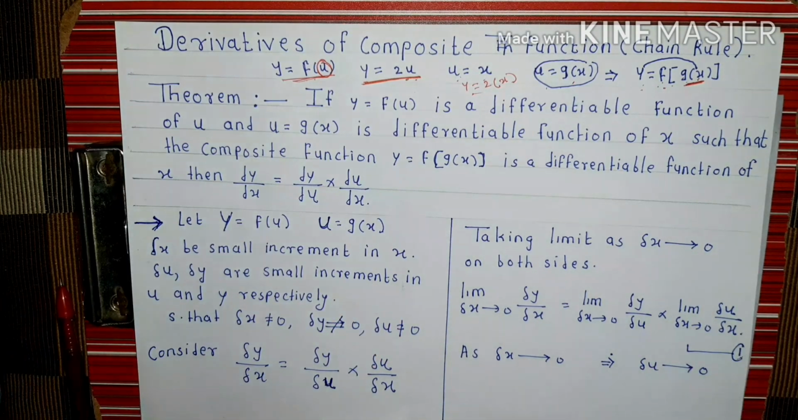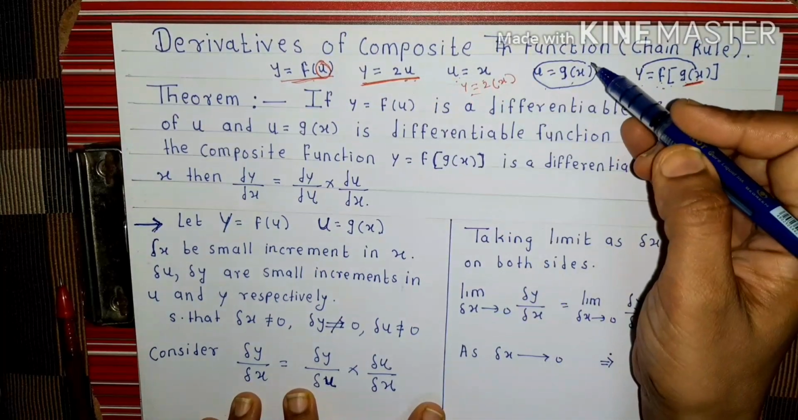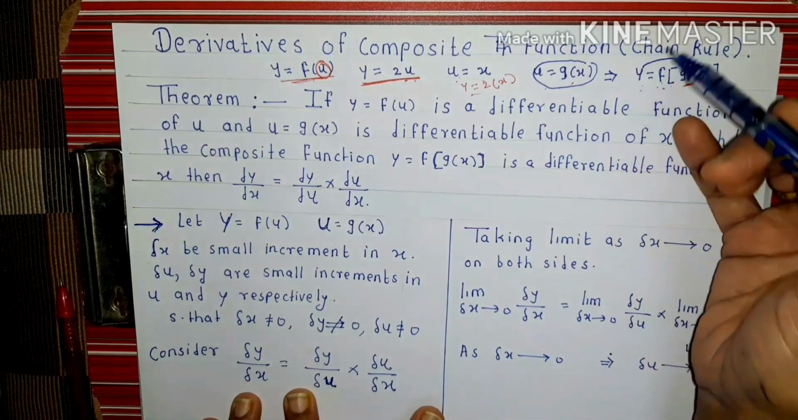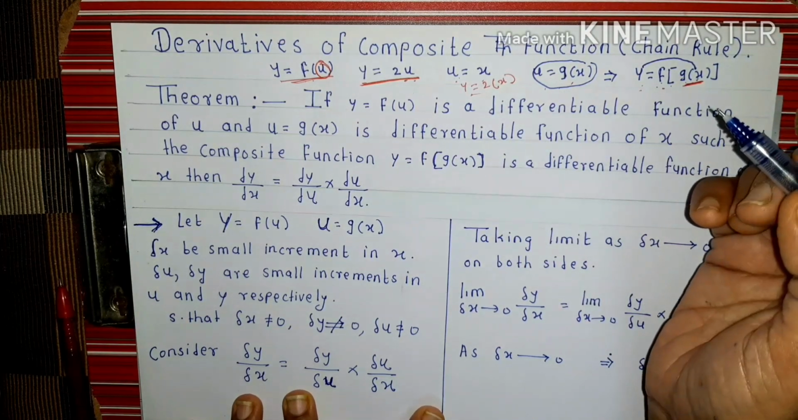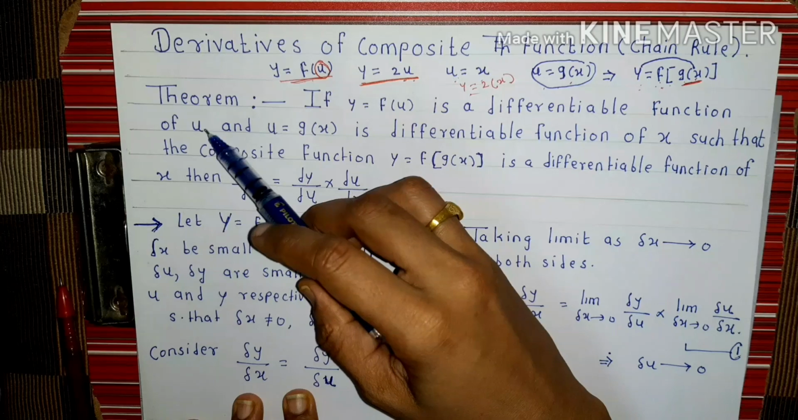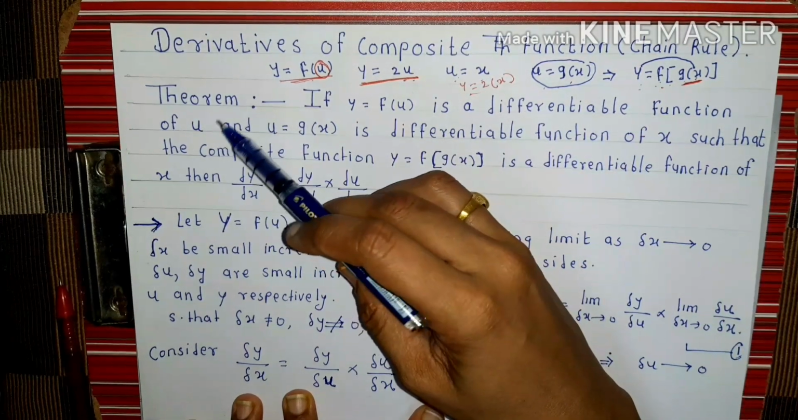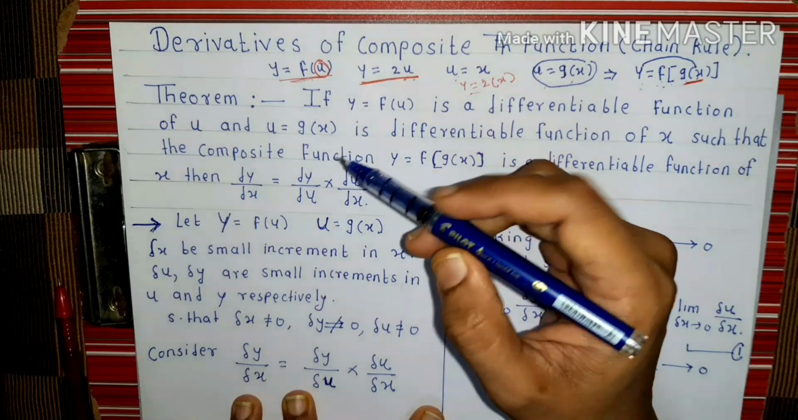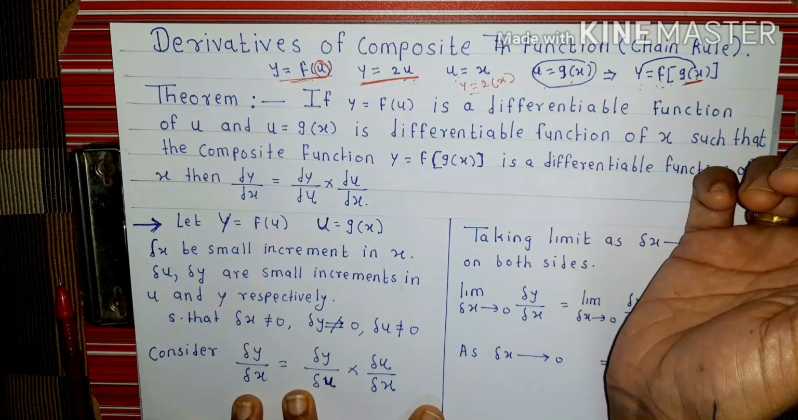So by using the chain rule, or derivative of composite function, how to find it is what we have to study in this video. For that, there is one theorem that we have to study. The theorem is very important in the board exam also. It is important for 3 or 4 marks.